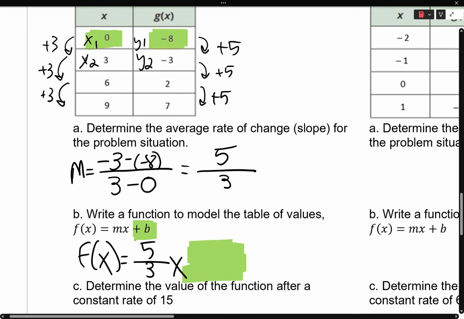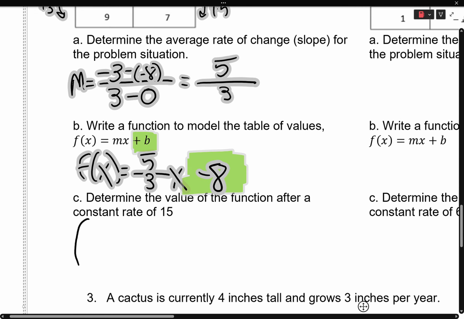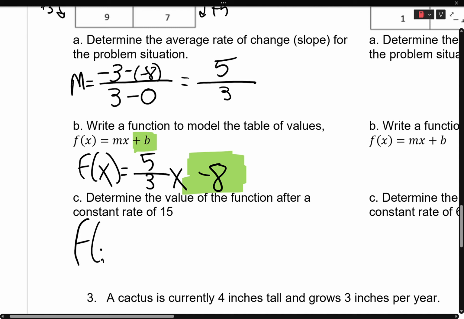Let's again determine the value of the function after a constant rate of 15, which means I'm taking 15 and replacing every x that I see in our function.